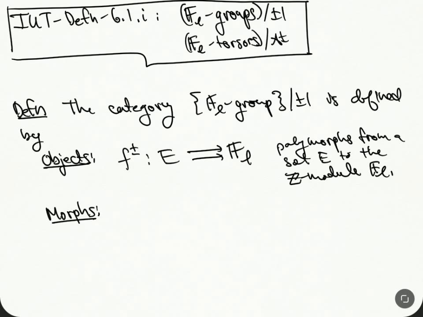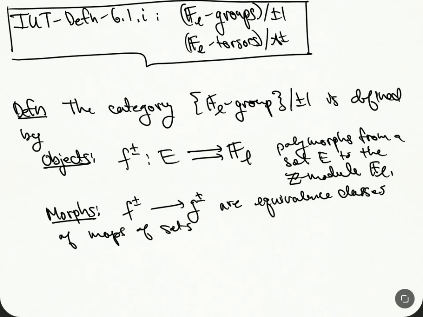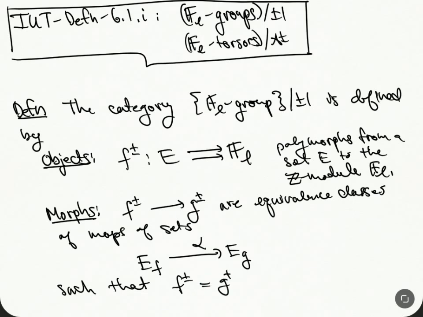And the morphisms of this category are equivalence classes of maps of sets, which we'll call alpha. If we have one of these things, we really have pairs of F's, and then E and F. So this goes from the domain of the first one to the domain of the second one, such that the following condition holds: this set of polymorphisms is equal to this set of polymorphisms composed with alpha. So just this composition condition.